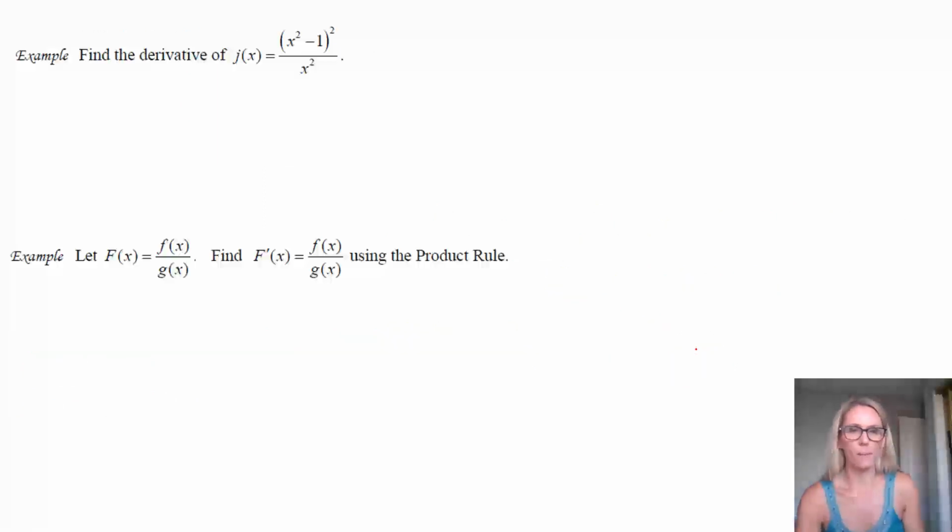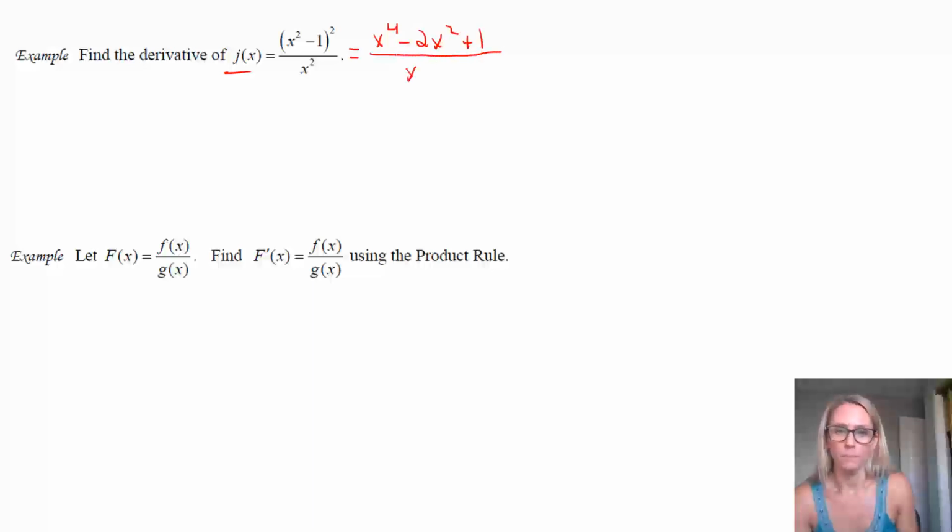All right, just a couple more problems here. So now we've got to find the derivative of j of x. This is another one of those situations where you might look at this and be like, oh man, I need the quotient rule. Well, actually you don't, because you're just dealing with all polynomials here, you can actually square the top, and then that's divided by the bottom.